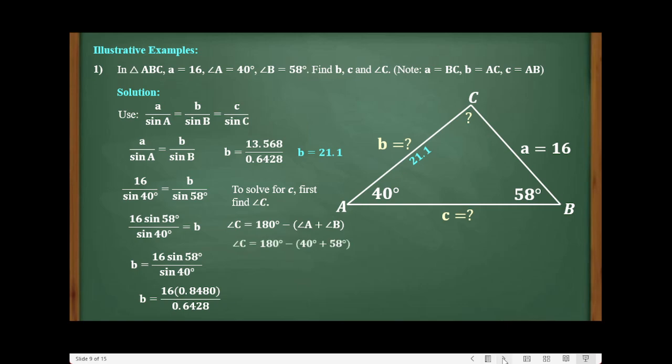So, the resulting equation would be what? Angle C is equal to 180 minus the sum of 40 and 58 degrees. And that will give you angle C as 82 degrees. Therefore, the opening here has a measure of what? 82 degrees. And finally, the remaining unknown part is the length of segment AB, denoted by small letter c.